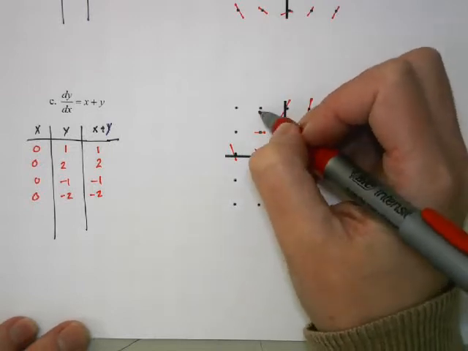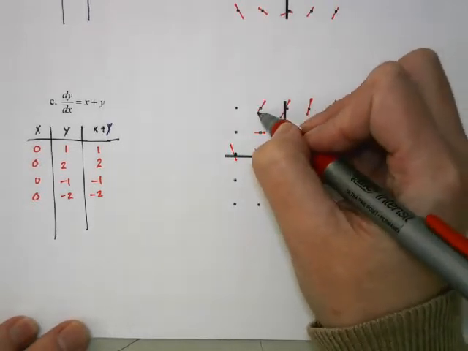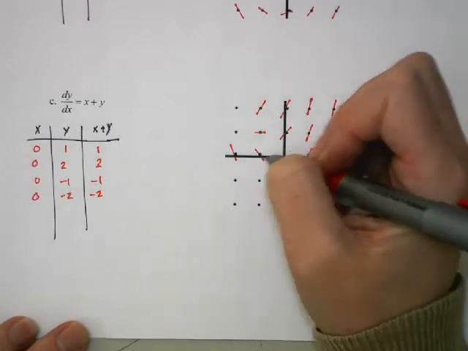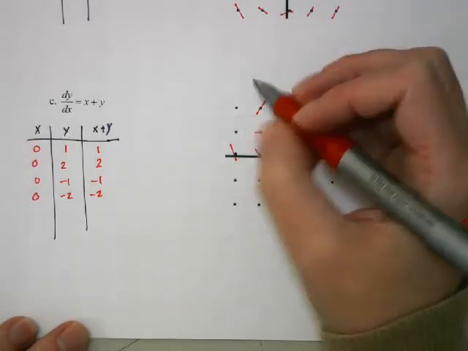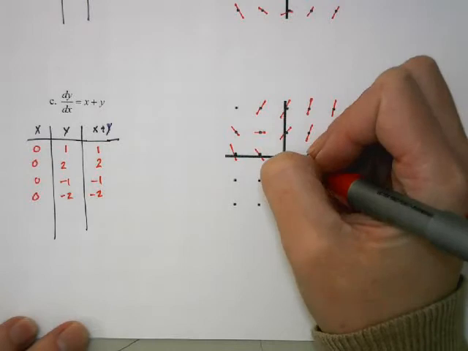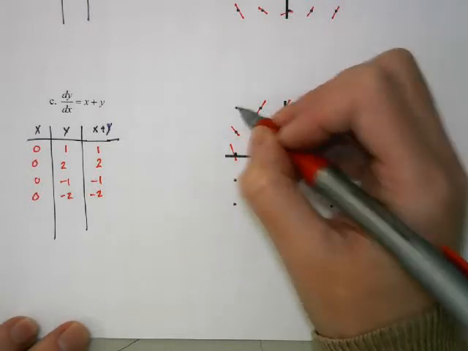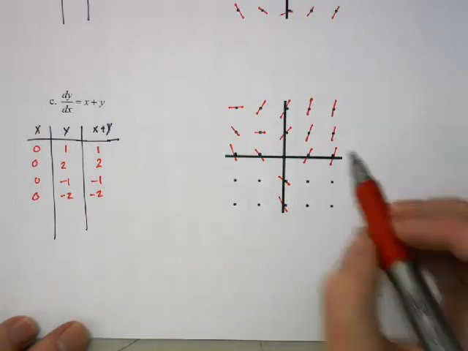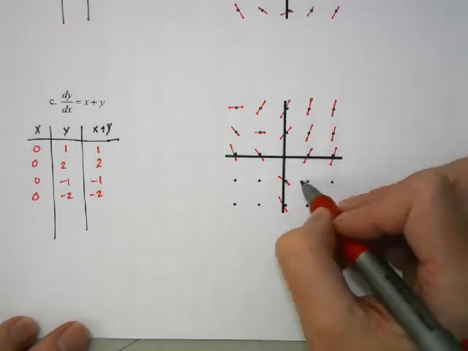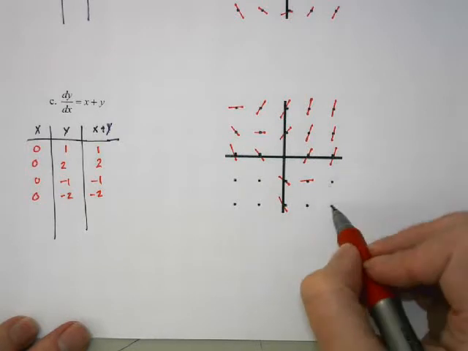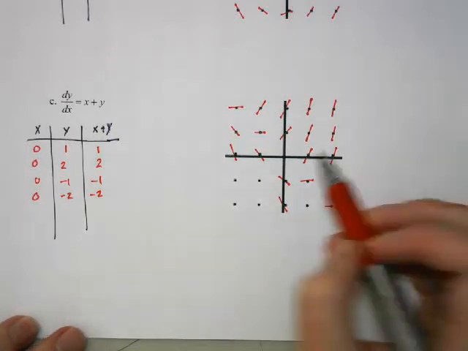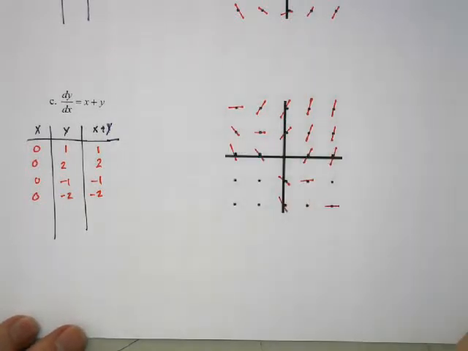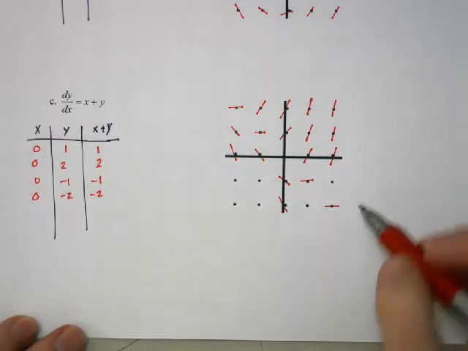Okay, negative 1 plus 2 is a positive 1. Negative 2 plus 1 is a negative 1. And then a negative 2 plus a 2 is again 0. 1 plus negative 1, 0. Go ahead and do 2 plus negative 2, 0. So this whole diagonal here is 0 when x and y are the same but opposite.